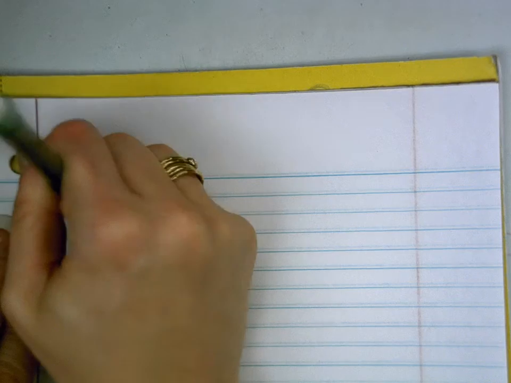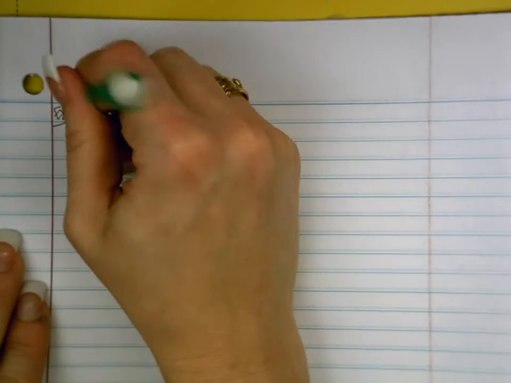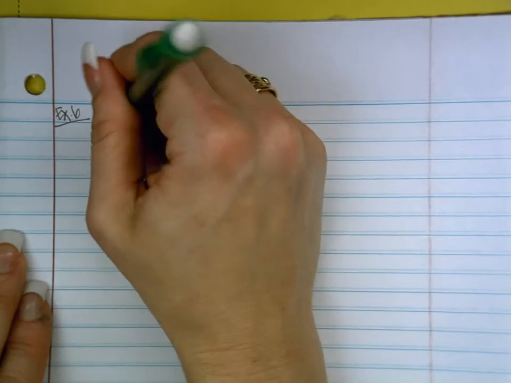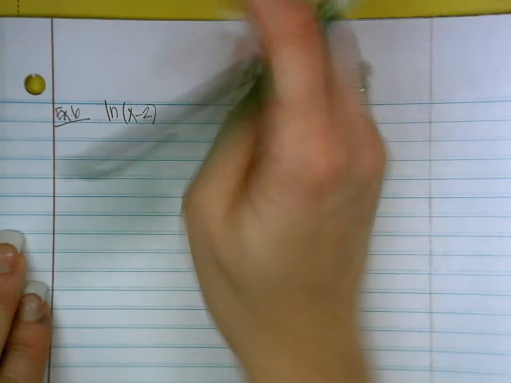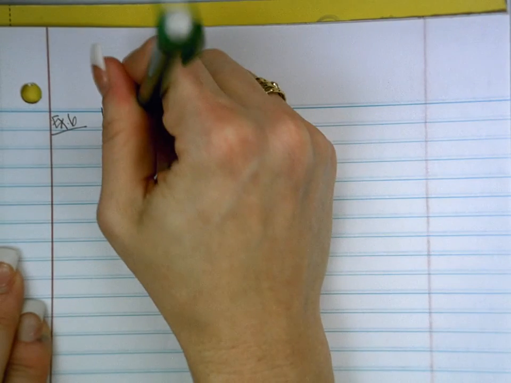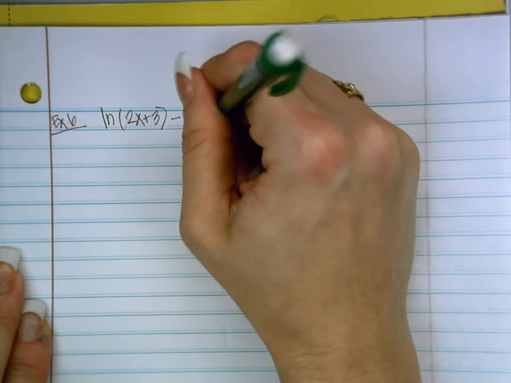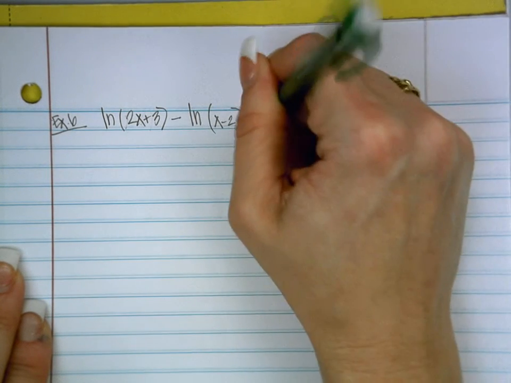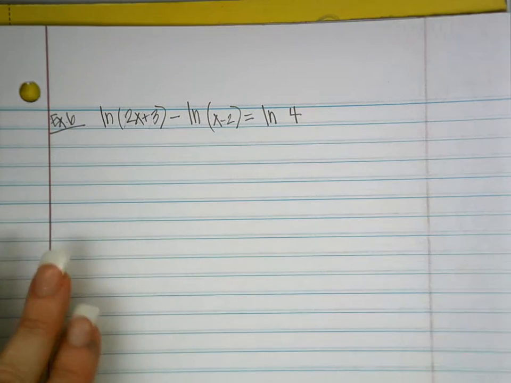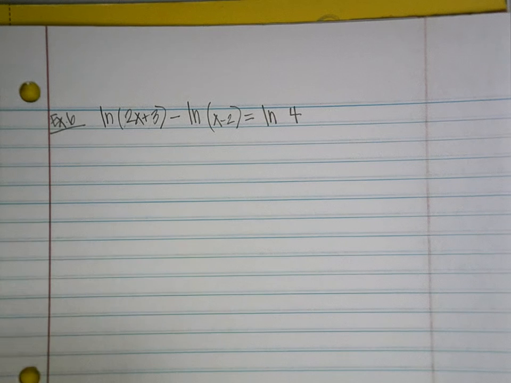Nope. Okay, this next one looks a little different, but I don't want you to be too thrown off by it. Natural log, ln, quantity x minus 2. Or sorry, I'm looking at the wrong question. Natural log, quantity 2x plus 3. Not bad. Minus natural log, quantity x minus 2 equals natural log 4. Okay, all this means is this is log base e. Nothing changes about how we're working this out though. Nothing at all is going to change about how you do this problem.